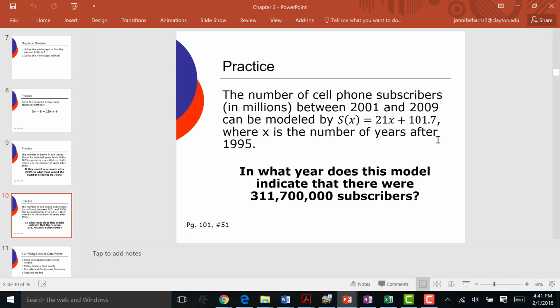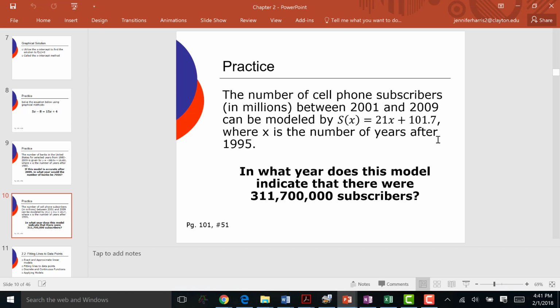I need to get x by itself. What should I do to both sides? Subtract 101.7 from both sides, and I end up with these two canceling. Now I've got 21x on the right. When I subtract over here, I'm going to have 210 on the left. Divide both sides by 21. So x is equal to 10.